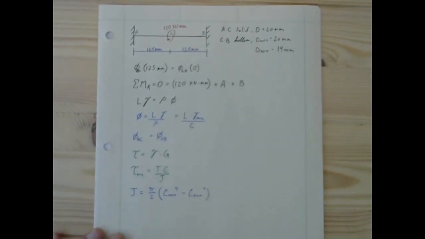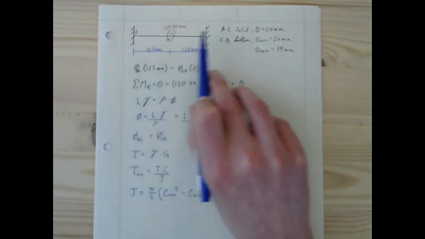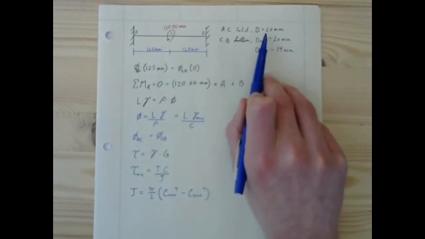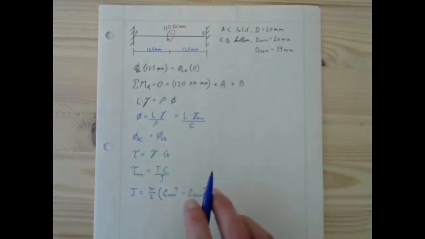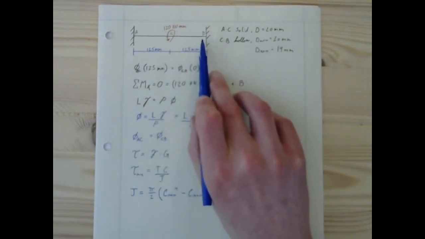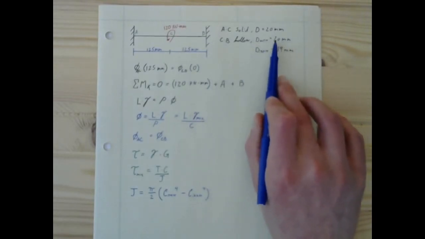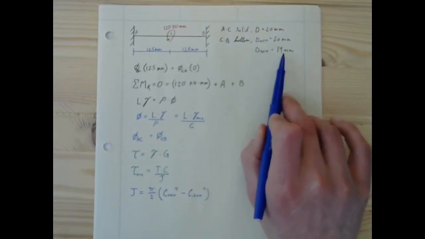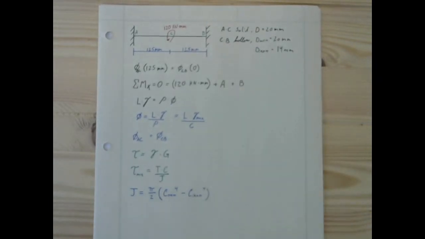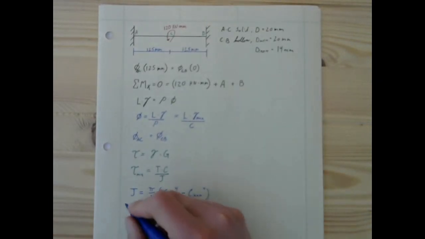And we have two cross sections considered. From A to C, we've got a solid piece, and that's got a diameter of 20 millimeters. And then from C to B, we've got an outer diameter of 20 millimeters and an inner diameter of 14 millimeters. So, for this, we're going to have different polar moments.